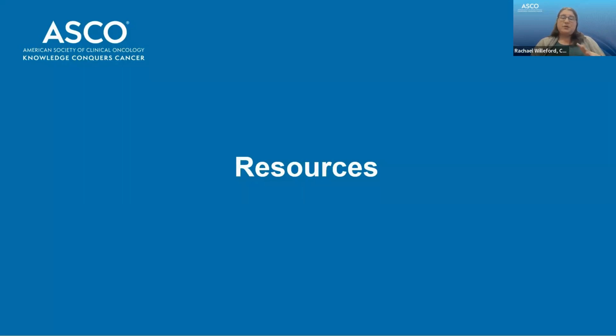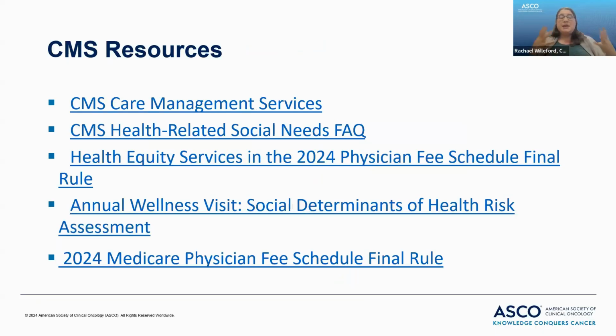So, resources that are available and that we have also used. CMS has a lot of resources out there. CMS has a care management services landing page that goes into advance care planning, care management, and transitional care management. CMS also has a health-related social needs FAQ article that came out this spring, which updated guidance given in the final rule. They also have health equity services, an MLN article about health equity services in the 2024 physician fee schedule final rule, as well as updated information about using the social determinants of health risk assessment in the annual wellness visit. And then you have the 2024 final rule.